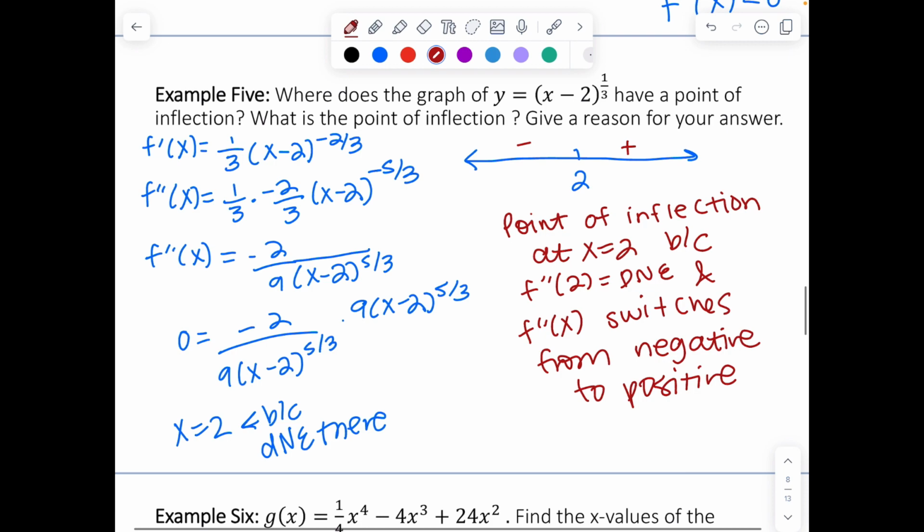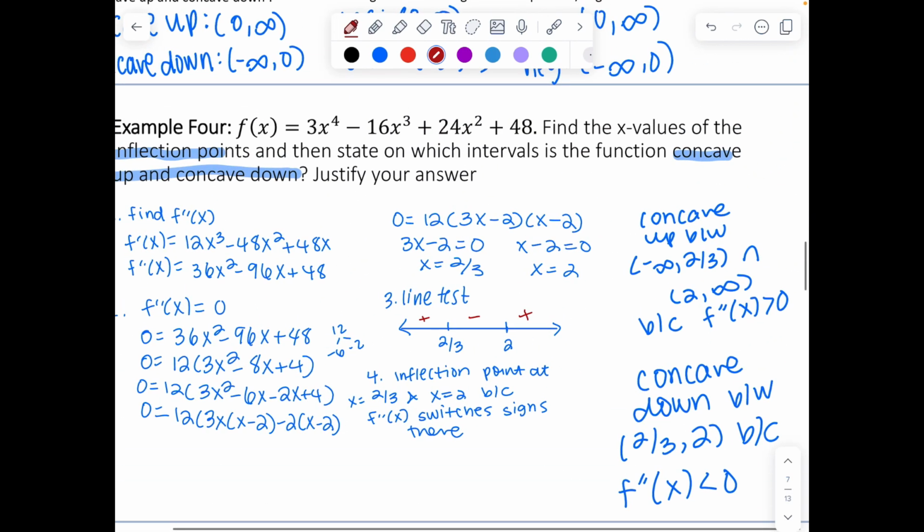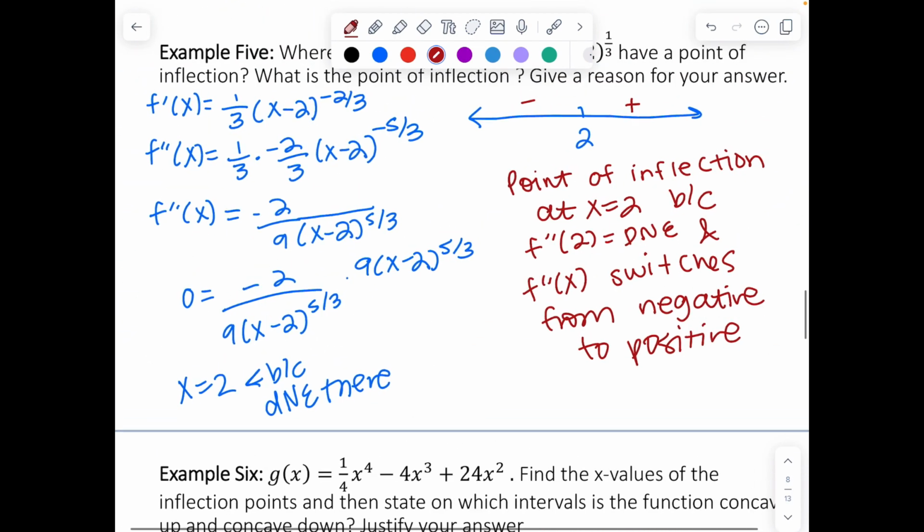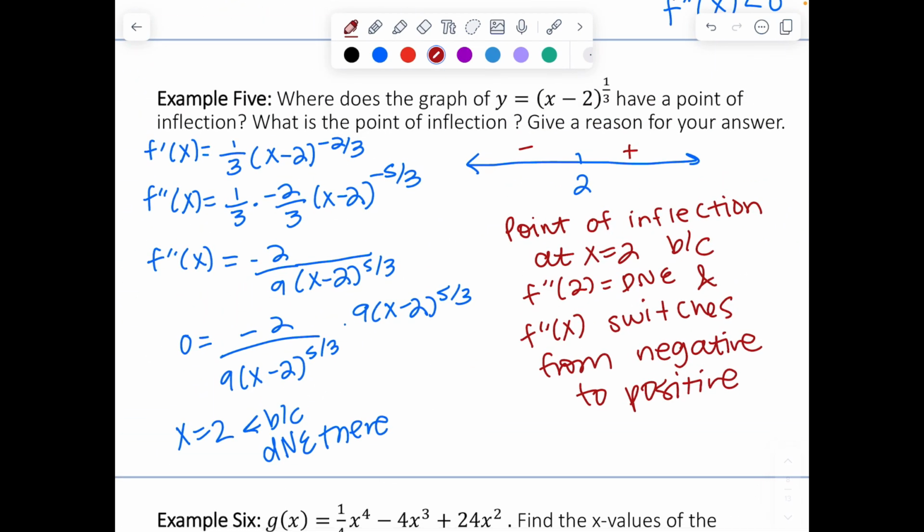So if you look at the difference between these instructions and the other ones, this one says find the x values of the inflection point. This one just says find the inflection point. So the one other thing we do have to do for this is we need to find the y value of this inflection point.